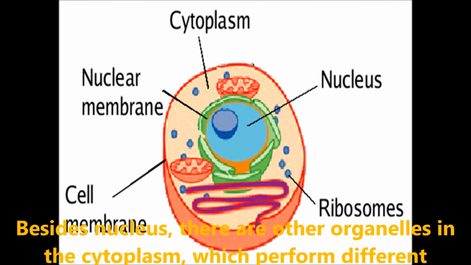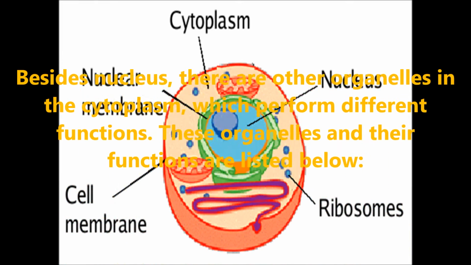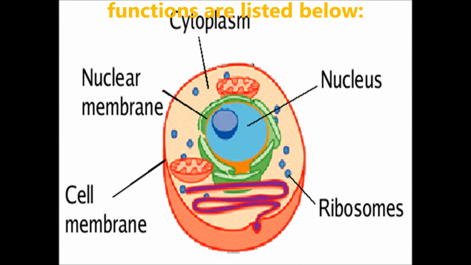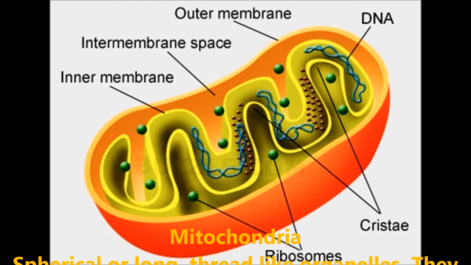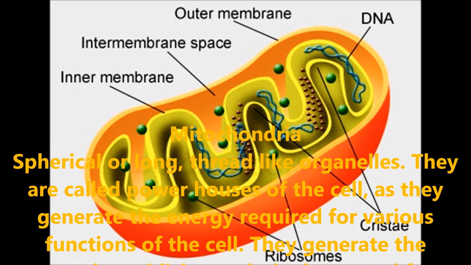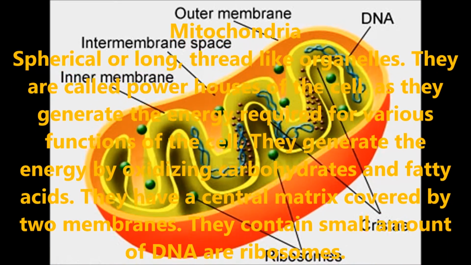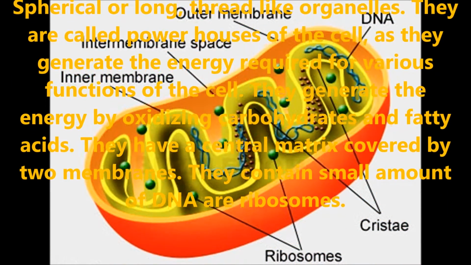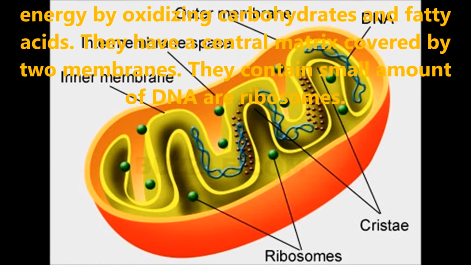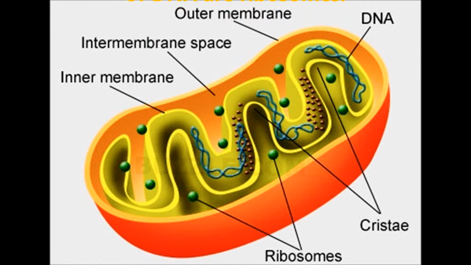Besides the nucleus, there are other organelles in the cytoplasm which perform different functions. These organelles and their functions are listed below. Let us see. Mitochondria: spherical or rod, thread-like organelles. These are called the powerhouse of the cell, as they generate the energy required for various functions of the cell. They generate the energy by oxidizing carbohydrates and fatty acids. They have a central matrix covered by two membranes. They contain a small amount of DNA and ribosomes.